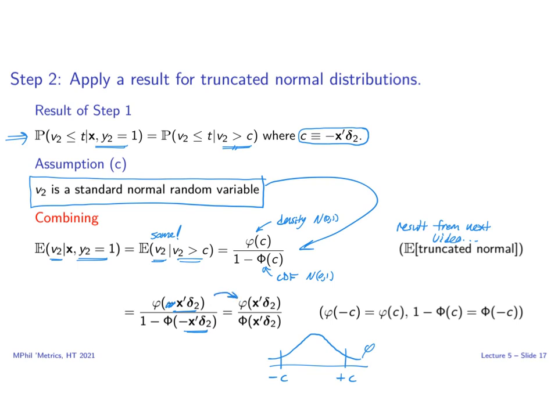Similarly, by the symmetry of a standard normal, we know that 1 minus Phi of c is equal to Phi of minus c, where here I'm referring to capital Phi, which is the CDF. Thus, we can replace the denominator with capital Phi of x prime delta 2, giving us precisely the inverse Mills ratio expression that we set out to find.